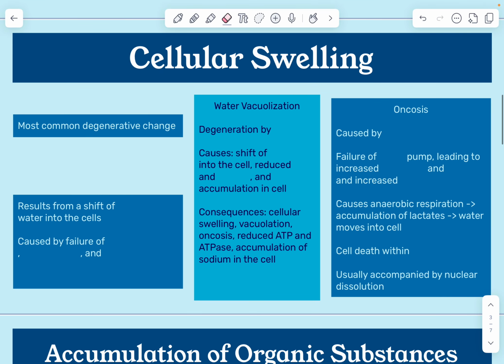So cellular swelling is the most common degenerative change, and it results from a shift of extracellular water into the cells. And it can be caused by a failure of transport mechanisms, ischemia, and chemical signaling.